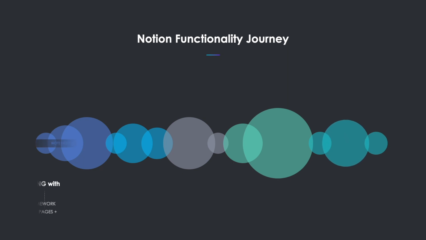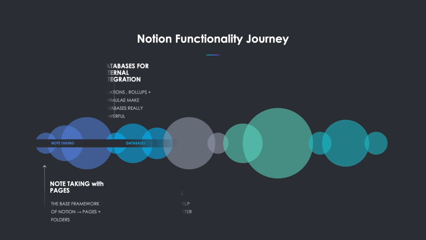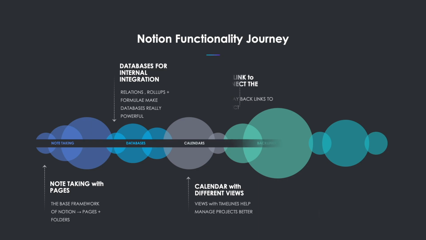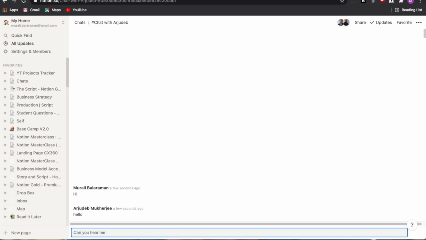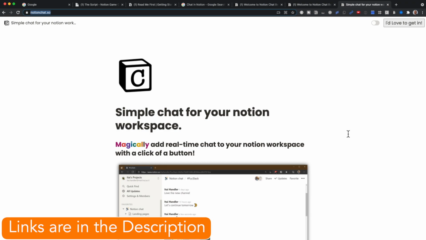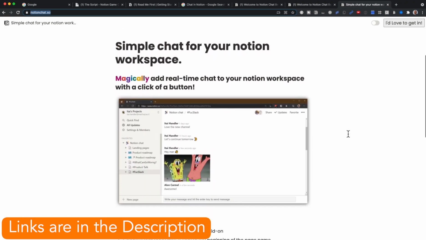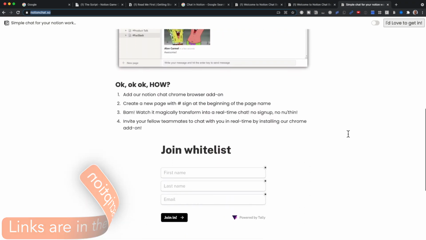If you thought you've heard it all, you thought wrong. Notion started off as a note-taking machine, added databases, relations, and roll-ups, calendars including timeline views, two-way backlinks, and now APIs, making it really powerful. But there's still one thing that's missing till now, and that's text chat. With this Chrome plugin in beta from Itai handlers, that gap has been removed as well.